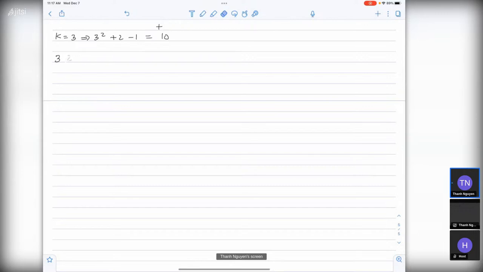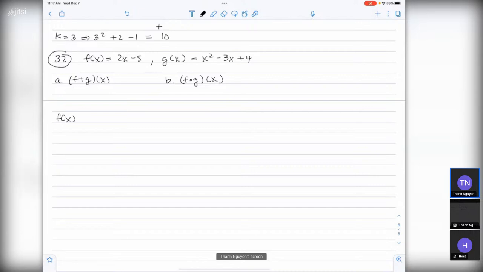Okay, for 32, I think I'm just going to do A and D. Yeah, A and D. Okay. So we have f of x is equal to 2x minus 5, and we have g of x is equal to x squared minus 3x plus 4. Okay, I'm just going to do A, f plus g of x, and then I'm going to do D, f composed g of x. Okay? So what is f plus g of x? It's just f of x plus g of x, right? Pretty straightforward. So we have 2x minus 5 plus x squared minus 3x plus 4.